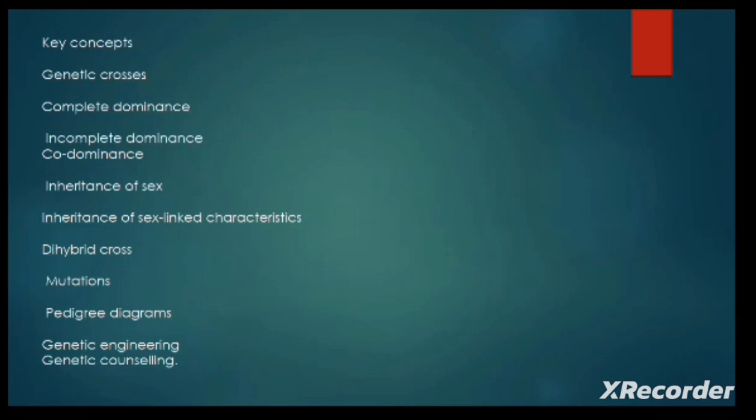We'll continue from here to inheritance of sex-linked characteristics, dihybrid cross, mutation, pedigree diagrams, genetic engineering, and genetic counseling. I think now you understand how the keywords are important. The alleles, knowing that they are letters, genotype, dominant alleles, understanding they're big letters, recessive alleles, understanding that they're small letters.